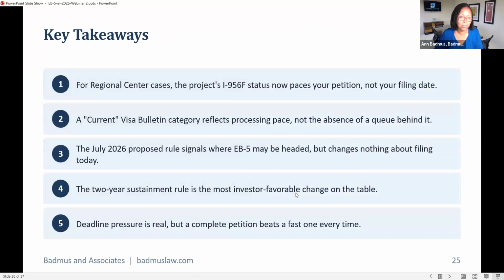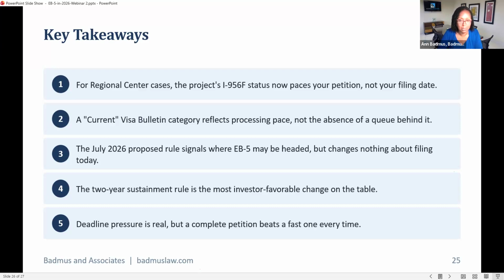So, key takeaways we want you to take with you today. If you're going through the regional center, as I mentioned, the project's I-956F status determines how quickly your application is processed. So make sure that your regional center has done what it's supposed to do in terms of its filings. The current Visa Bulletin category is a processing pace. That doesn't mean that there's not going to be retrogression. It could be because there's a lot of applications behind that queue.